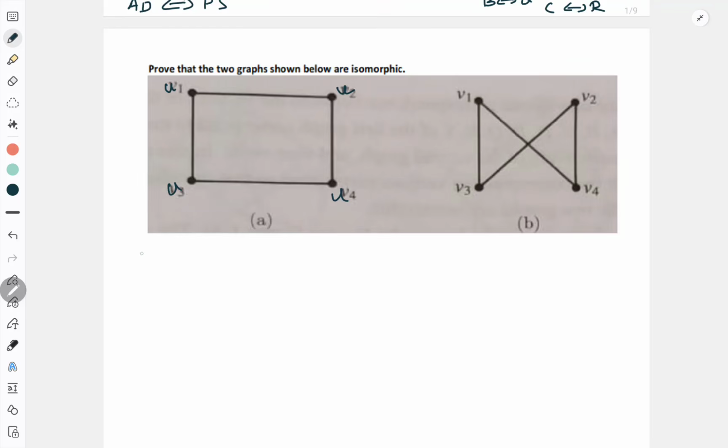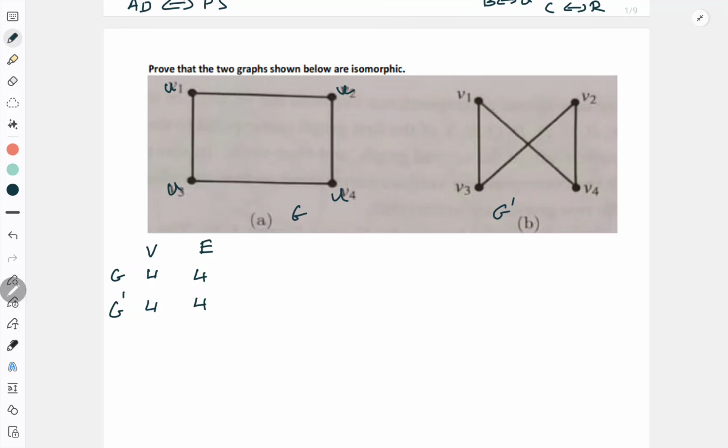So first what will I talk about? I will talk about vertices. What is the count of vertices in G? 4. What is the count of vertices in G dash? 4. So I am done here. Then let me talk about edges. How many edges are there in G? 4. How many edges are there in G dash? 4. This is my G and this is my G dash.